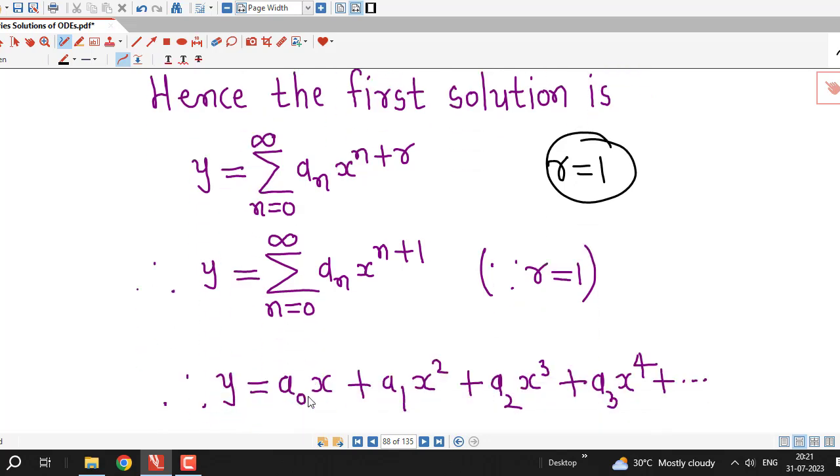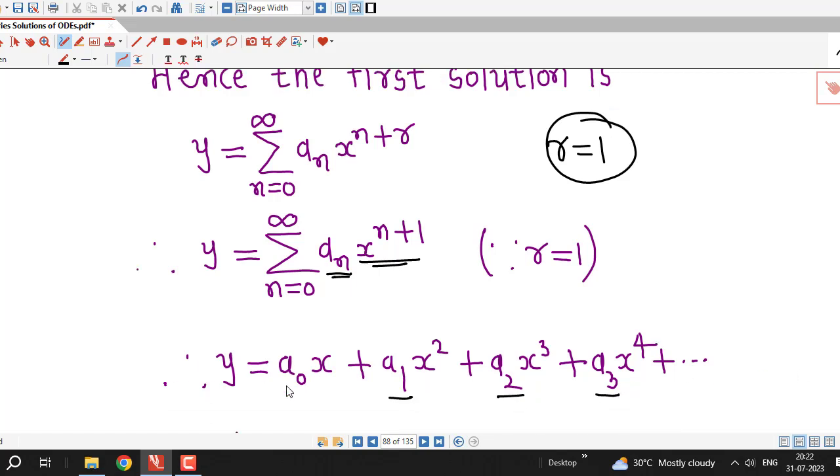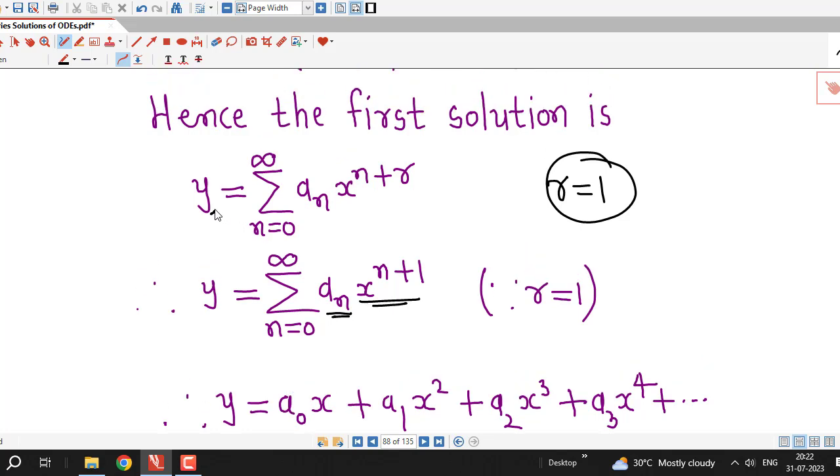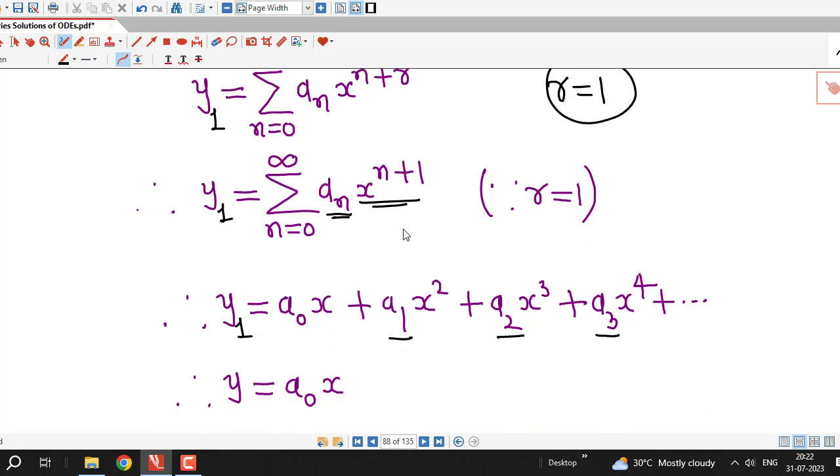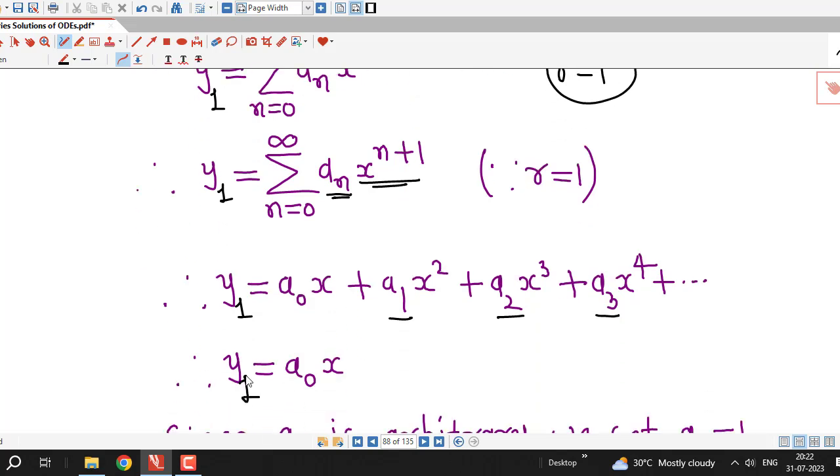This I can rewrite as, if I take n equal to 0, I have a0 into x, plus for n equal to 1, a1 into x square, for n equal to 2, a2 into x cube, and so on. But we have a1, a2, a3, all these constants are 0. Therefore the first solution, which we will denote by y1, is equal to a0 into x. This is the first solution.